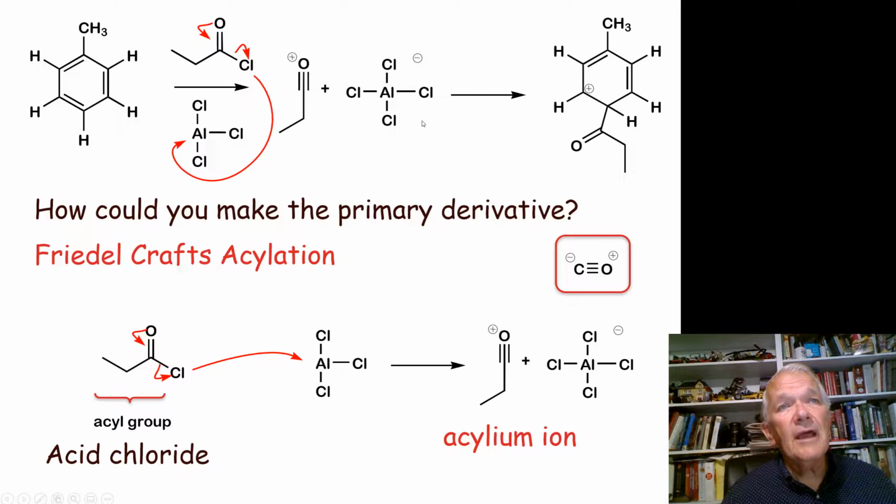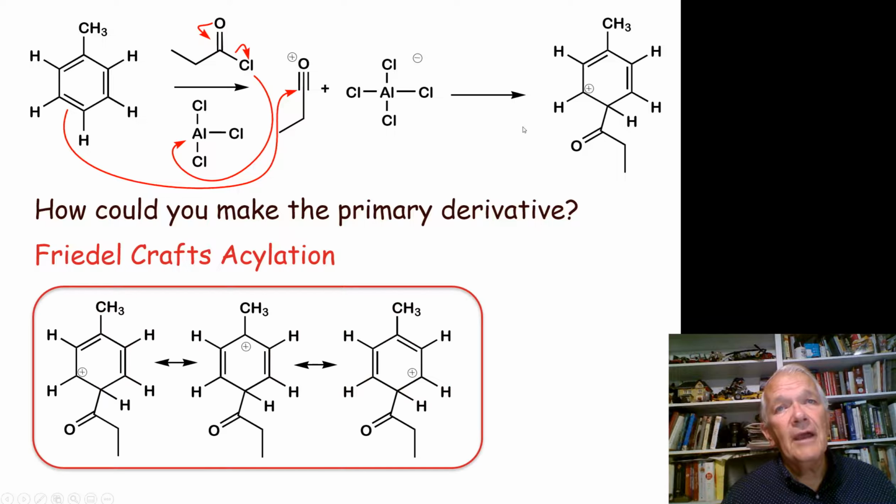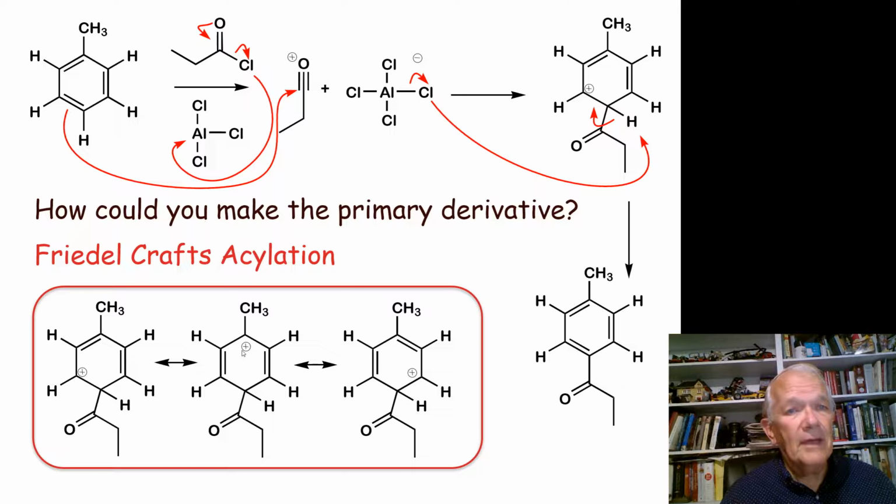That acylium ion will react with the toluene, giving us again an arenium ion. And the same thing, that arenium ion has a certain amount of stability now because of the presence of that methyl group. So the methyl group actually makes this reaction go a little bit faster because it's donating some electrons, which can help stabilize the resonance structure down here. Now, of course, we lose the proton, and there we go to our product.